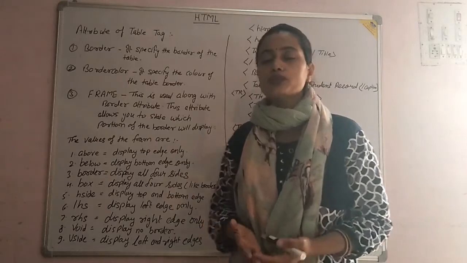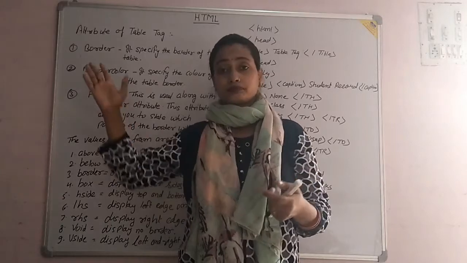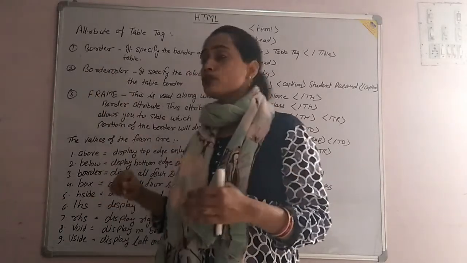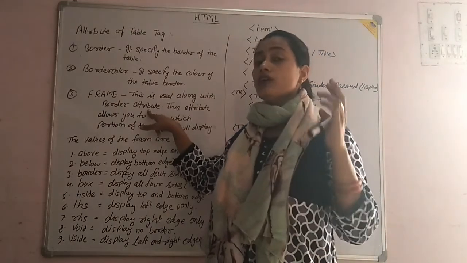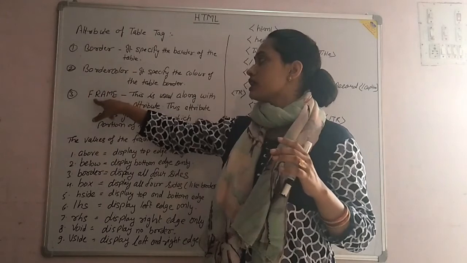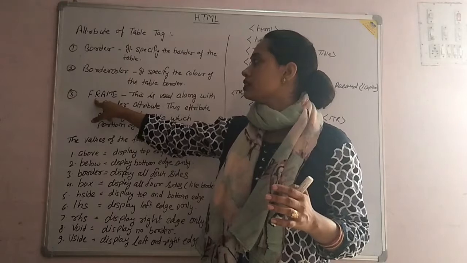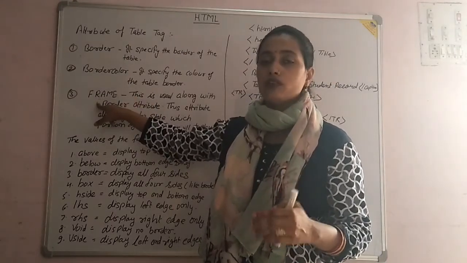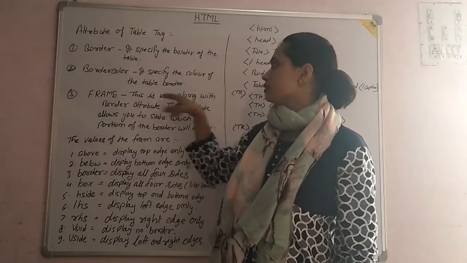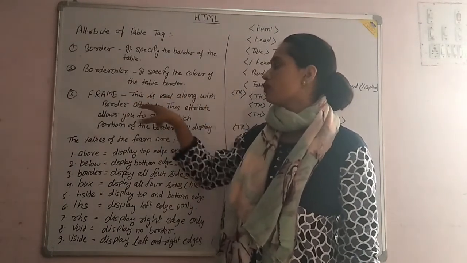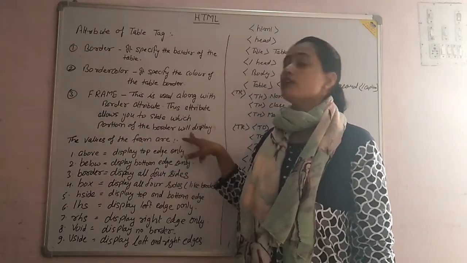Now another one is frame. It is also used to format your border. So frame is used along with the border attribute. Remember, we can't use this attribute without the border attribute. If you are not using the border attribute, you can't see the effect of the frame attribute. So we always use this frame attribute along with the border attribute. This attribute allows you to state which portion of the border will display.